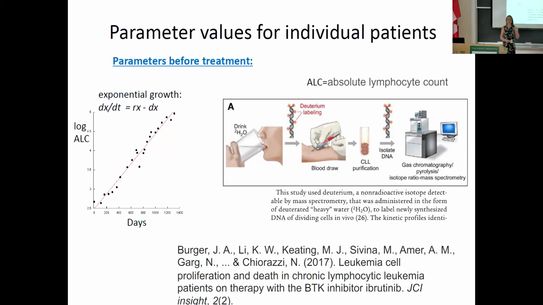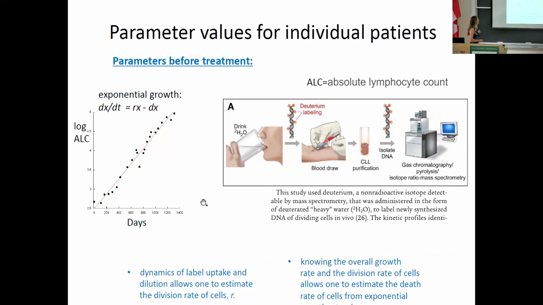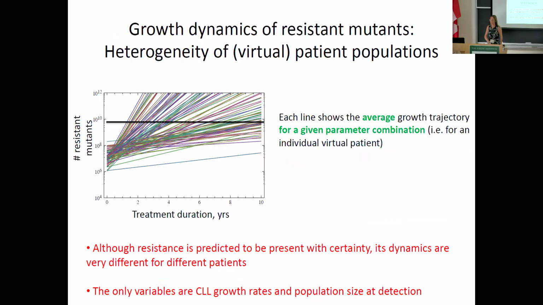And that can be measured directly by using this technique that was published in 2017. Patients drink heavy water. And then they draw blood and they are able to calculate the net growth rate of cells, and they also can calculate specifically the division rate. So they know both independent division and death rate of cells. And it's relatively cheap, and it's harmless. So people can do this, so these parameters can be extracted.